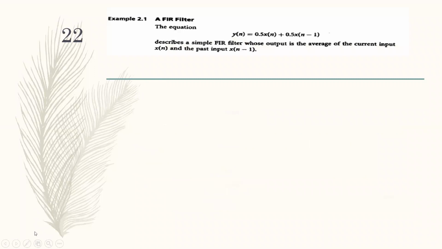Now, first thing, how do I identify that this is a FIR filter? If I just look at the output, it is dependent on the present input and the past input. So when I see a difference equation of this kind, it specifies that this refers to a FIR filter. It is not dependent on the previous output value.